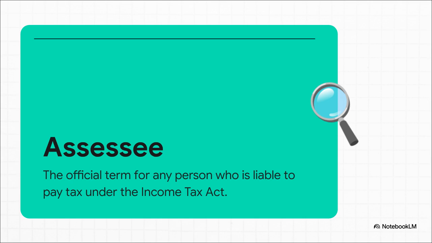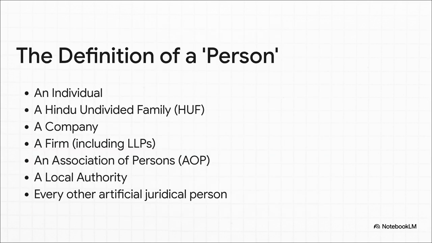Simple as that. And here's where it gets interesting. The taxman's idea of a person is way bigger than you'd think. It's not just you and me. It's also Hindu undivided families, big companies, partnerships. Heck, even your local municipal corporation counts as a person. They cast a really wide net.